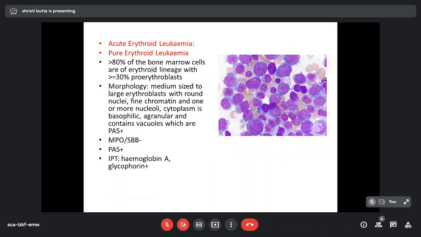Acute erythroid leukemia is characterized by more than 80% of the bone marrow cells being erythroid, and more than or equal to 30% of which are proerythroblasts. They are medium-sized to large-sized erythroblasts with round nuclei, fine chromatin, one or more nucleoli, and cytoplasm is relatively basophilic, agranular, and sometimes even contains vacuoles. It must be noted that these are PAS positive, so it is periodic acid-Schiff positive, but MPO and SBB are negative. IPT shows hemoglobin A and glycophorin positivity.